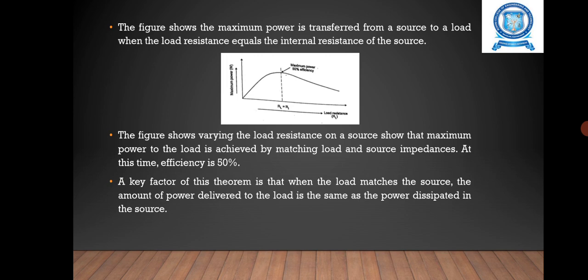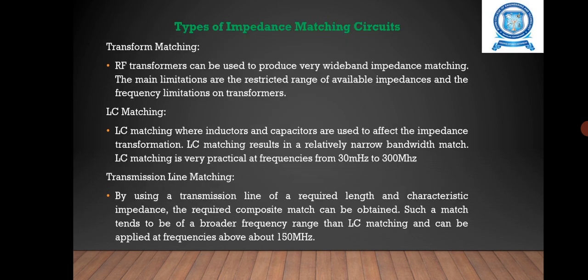That means a key factor of this theorem is that when the load matches the source, then the amount of power delivered to the load is the same as the power dissipated in the source. So here the transfer of maximum power is only 50% efficient. Then the source must be able to dissipate the power. Here, to deliver the maximum power to the load, it is the same as the generator, and you have to develop the desired output power. Then we have types of impedance matching circuit.